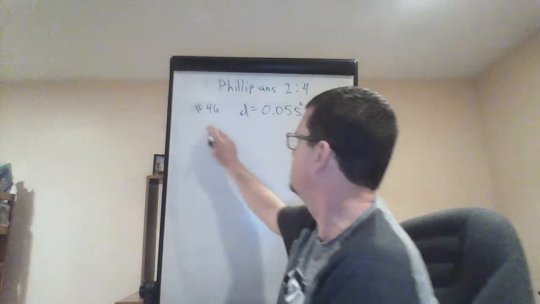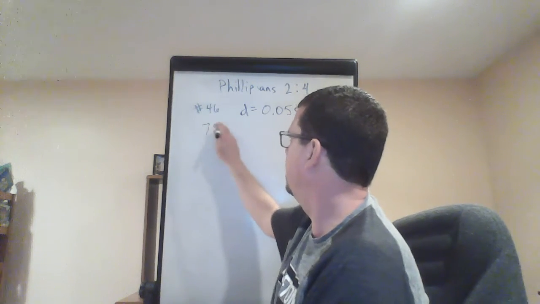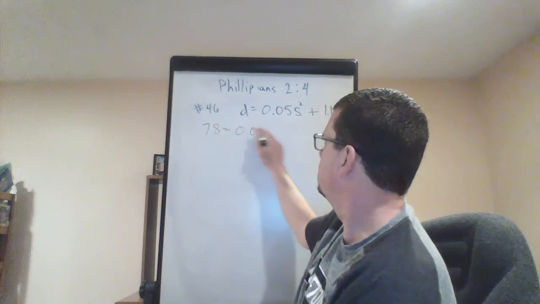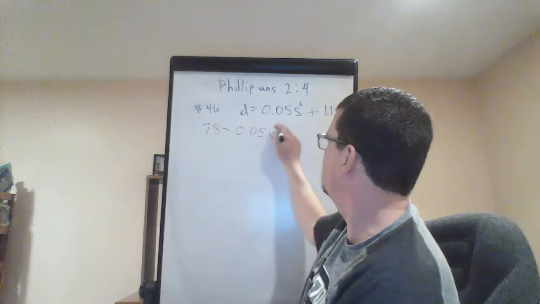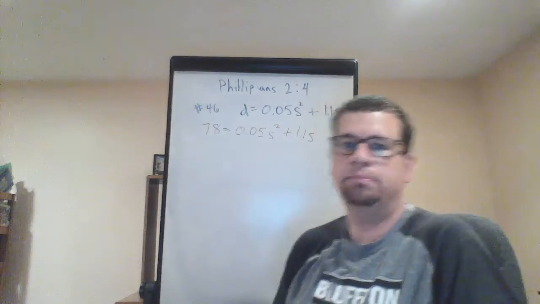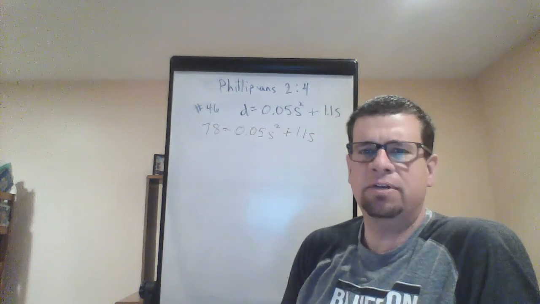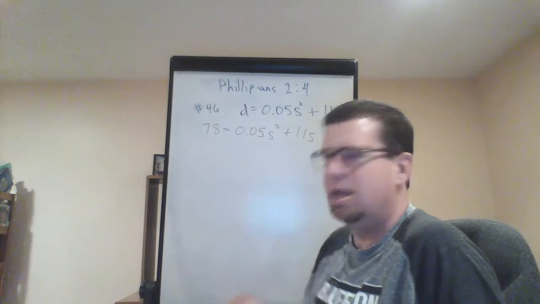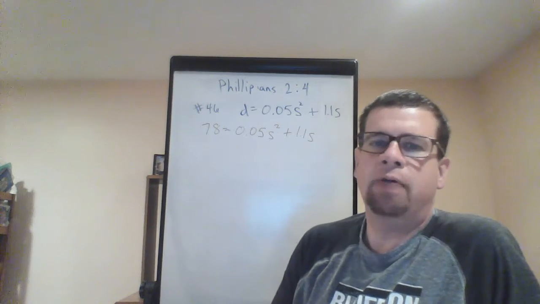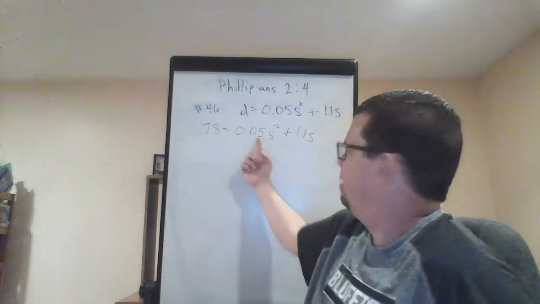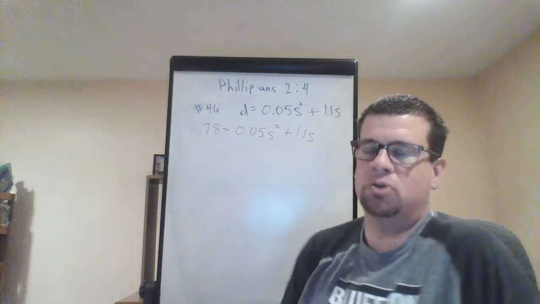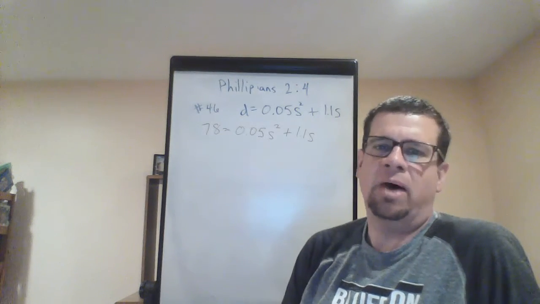So I'm just going to fill 78 in for D, and I'm going to write the rest of it just how it is. So 0.05 s squared plus 1.1 s. They ask us to solve this thing by completing the square. And again, if you've watched my previous videos, I completely apologize for this. This is my fault. We can't complete the square if this is anything other than 1. We've got to make the coefficient of your squared term 1. So how do we do that?